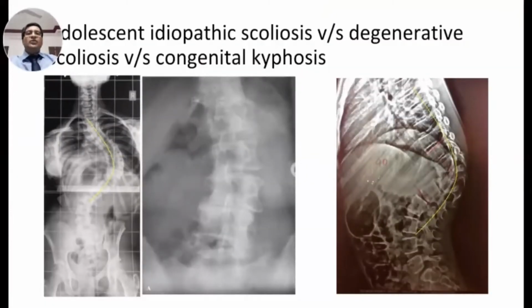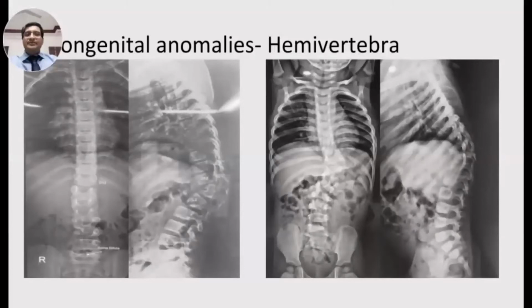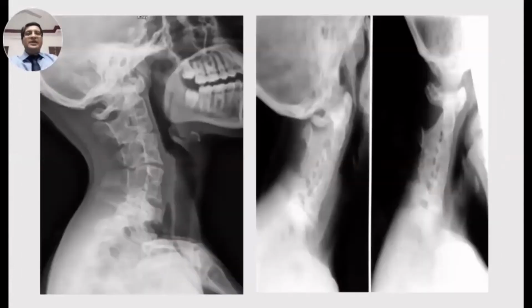Standing whole spine films are important to see pediatric scoliosis deformity or a kyphotic deformity. If it is in the case of the elderly, it is degenerative scoliosis. If there is an incomplete formation of a vertebra, shown here, causing kyphosis or scoliosis deformity, it is a congenital hemivertebra.